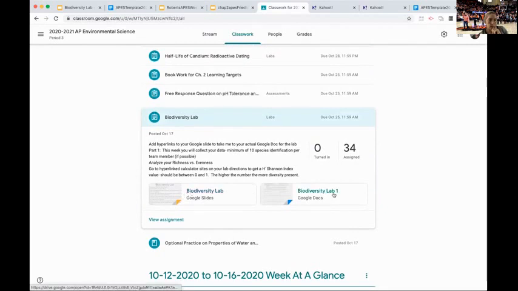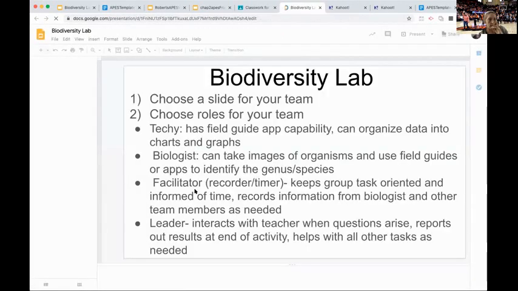And then you have two things. You have the Google slides, which is what I'm going to look at today. And then you have the template for the actual lab. So we're just going to click on the one that's to the left, which is the Google slide.